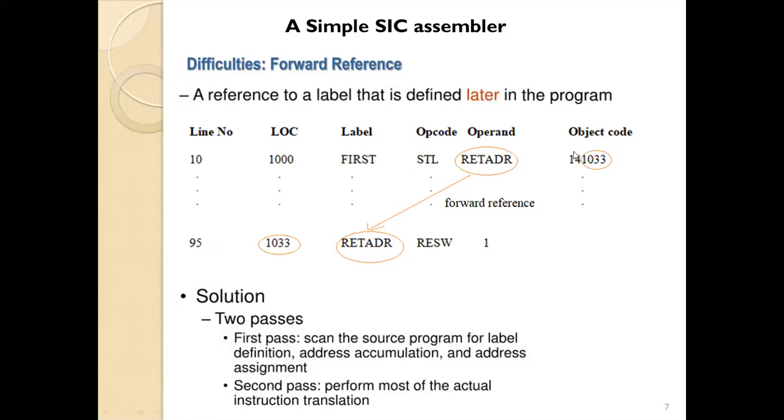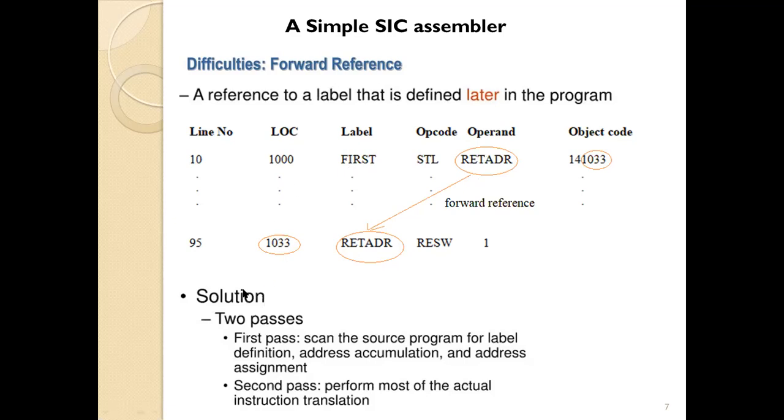So the assembler cannot translate the machine or object code completely for this instruction. That is the problem that we will encounter if you try to make only one pass over the source program. Then how to solve it? The question is how to solve it.